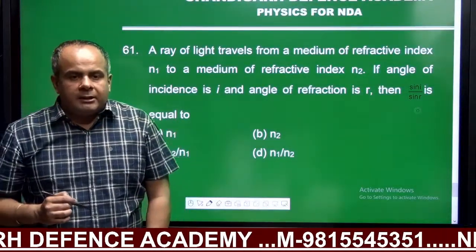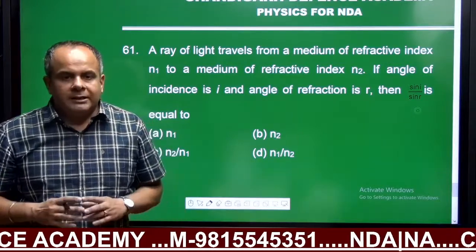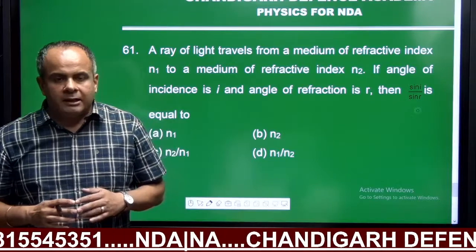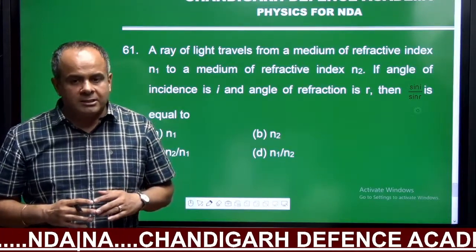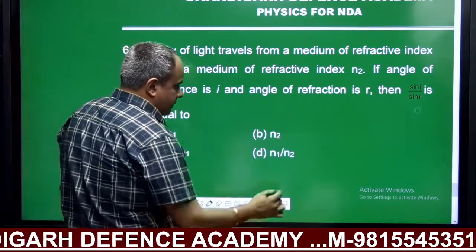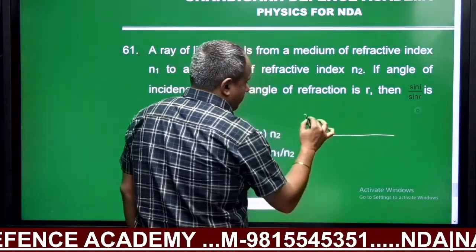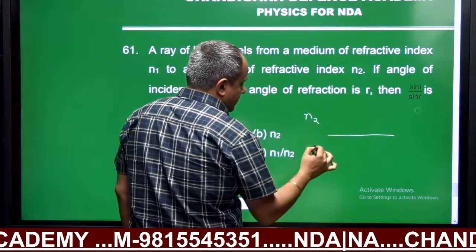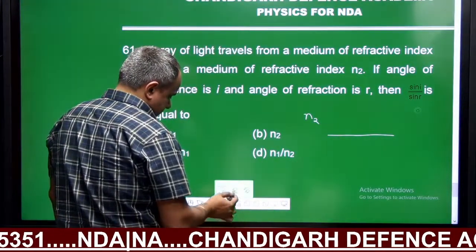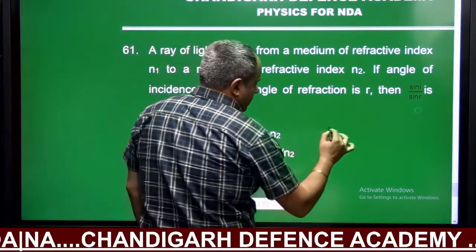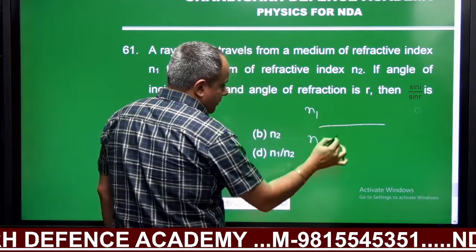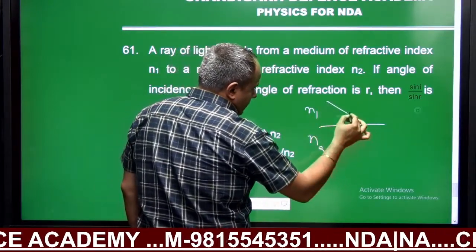A ray of light travels from a medium of refractive index n1 to a medium of refractive index n2. If the angle of incidence is i and the angle of refraction is r. He is asking you Snell's law of refraction. Let me draw a diagram and explain it to you. Let me say the refractive index here is n1. This is what I wanted to write. This is n2. A ray of light enters.